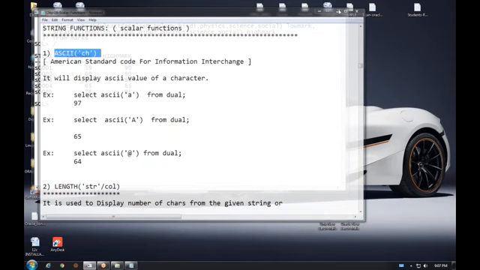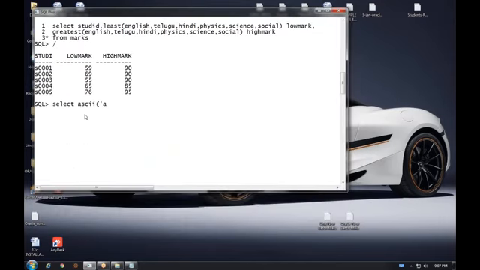Select ASCII of, I want to find out for small a. The title is small a. Next one, ASCII of small z. Here the title is small z, comma, ASCII of capital A. So this is the capital A title. Next one, ASCII of capital Z. And here Z is printed in capital case.